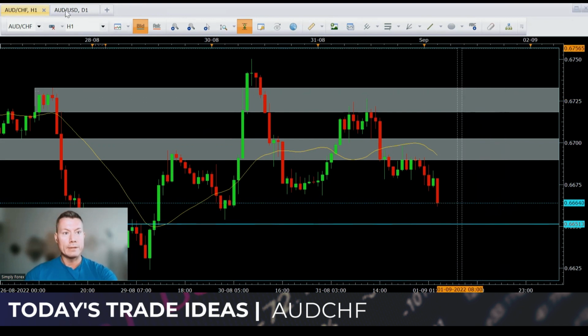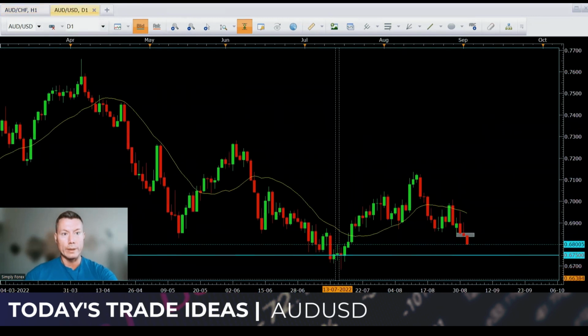All right, the next trade idea is this. This is the Aussie dollar against the US dollar.